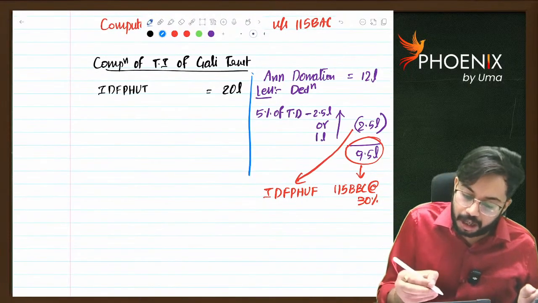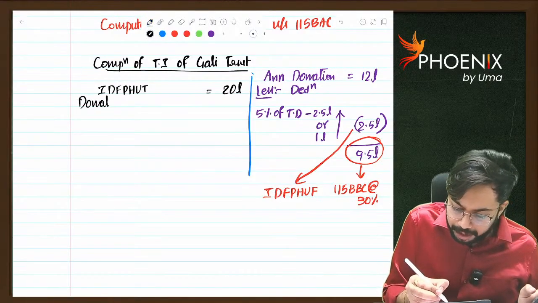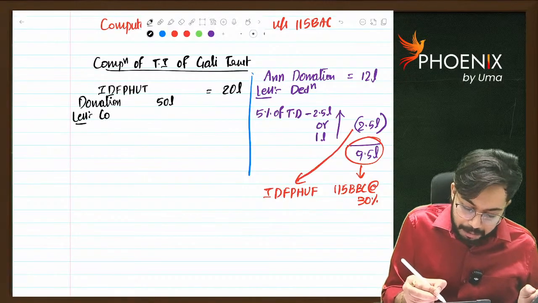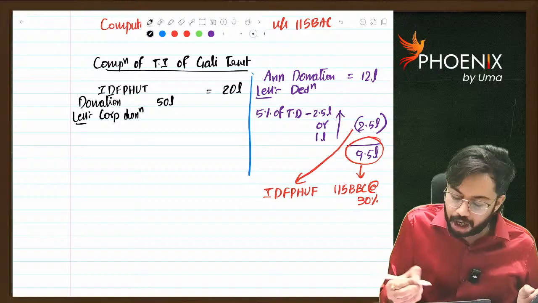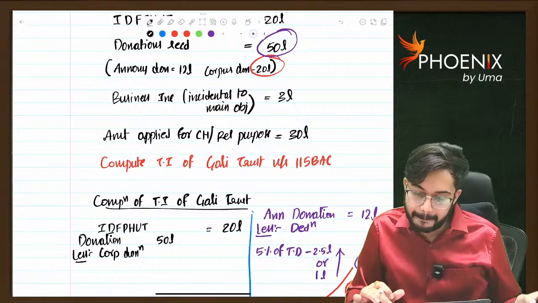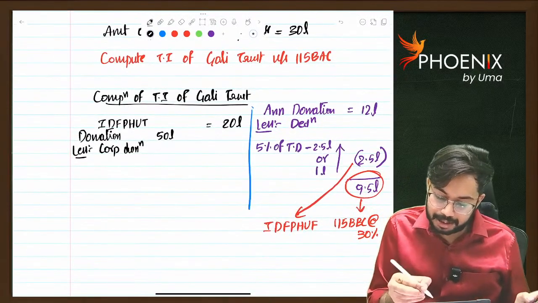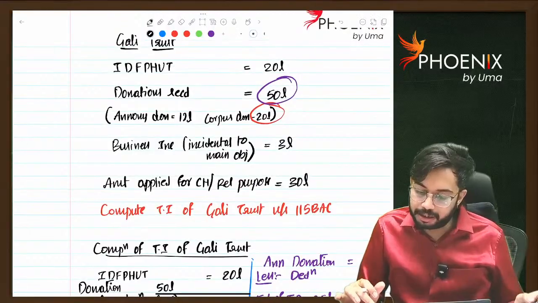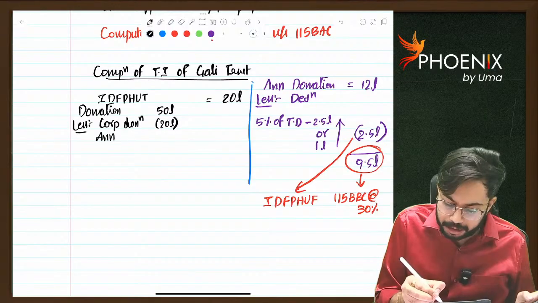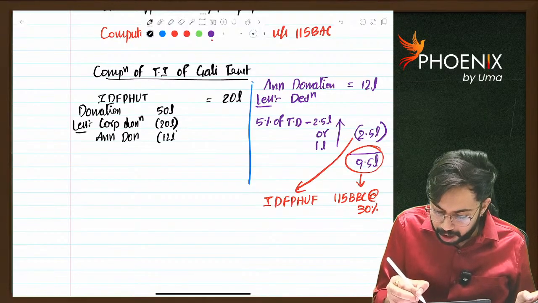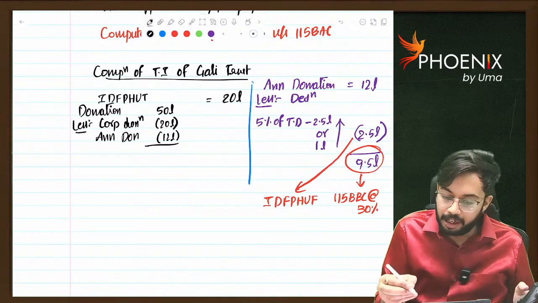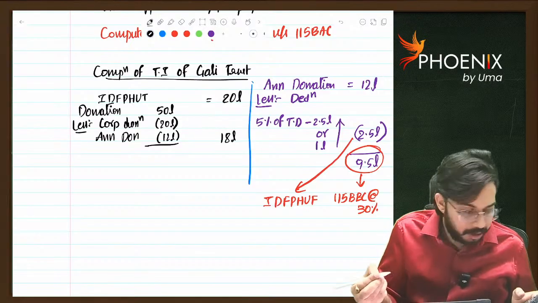So how much is total donation received? Donation 50 lakhs. But from the donation, you need to reduce corpus donation because corpus donation is not taxable. How much is corpus donation? 20 lakhs. Next, how much is anonymous donation? Anonymous donation is 12 lakhs. How much is balance? 50 minus 32, 18 lakhs. Correct?